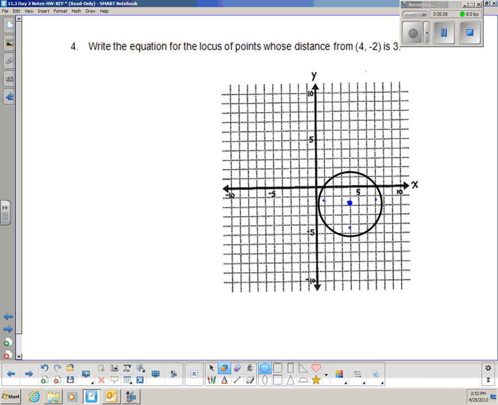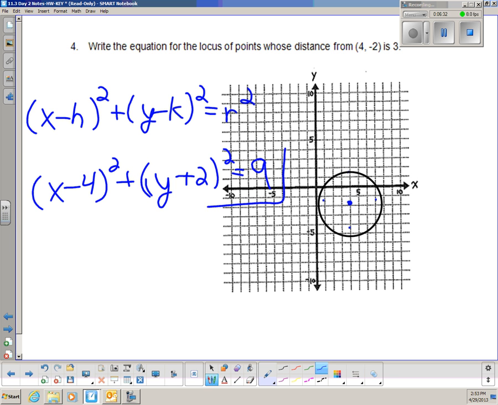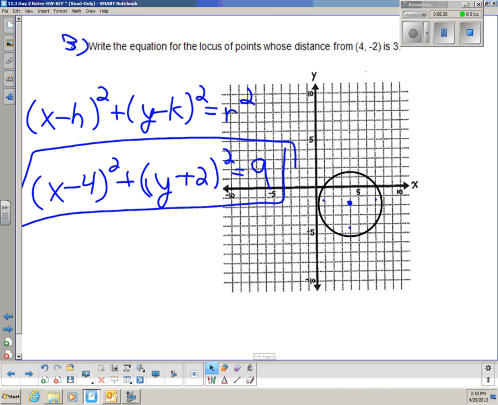And then don't forget equations of circles. Standard form: (x - h)² + (y - k)² = r². So given our center being (4, -2), it's going to be (x - 4)² + (y + 2)² = r². So I believe this is your number 3. Okay, we've done that plenty.